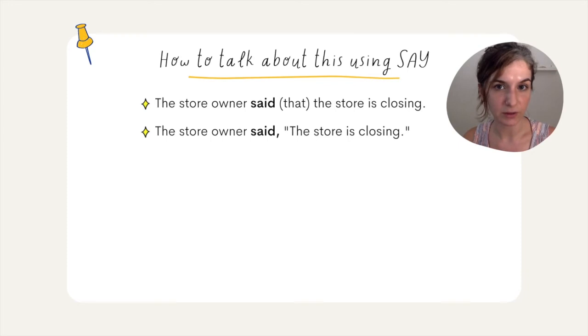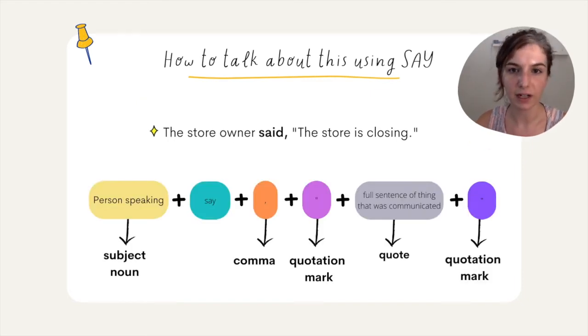Another way we can use say to describe this situation is by saying, the store owner said, "The store is closing." Now, this setup is really only for writing because you can't really speak this type of punctuation, but I will show you how it works anyway. So again, we have the person in light yellow, that's the speaking person. We have the verb. We have a comma here in orange. We have our first quotation mark or an opening quotation mark. We have a full sentence, and then we have a closing quotation mark.